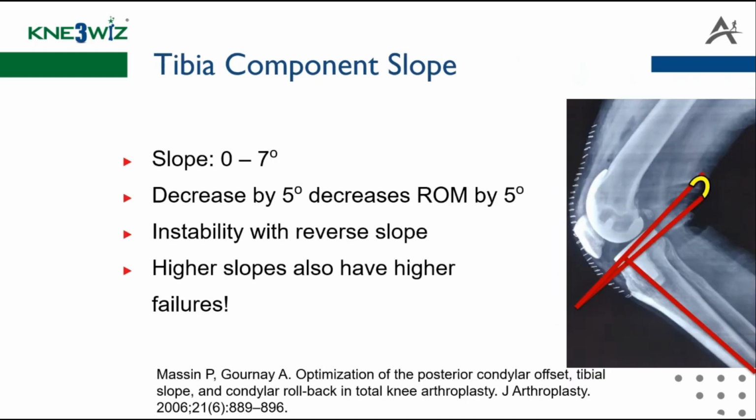The desired tibial component slope is between 0 to 7 degrees. A decrease in the tibial slope decreases flexion space and thereby decreases range of motion. A decrease of 5 degrees of slope decreases flexion by 5 degrees. There is instability with reverse slopes, and also higher tibial slopes have higher failures.